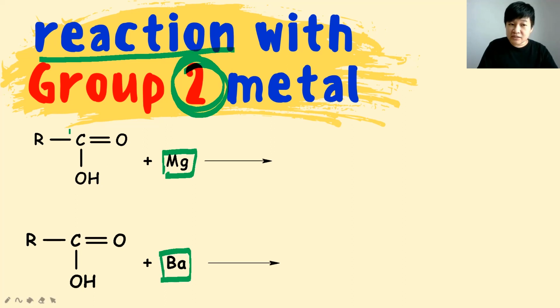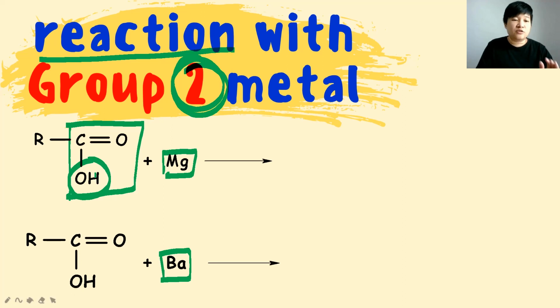It will be very similar to group 1. We will focus only on your carboxyl group. To be more exact, we will focus on the OH. And to be more specific, we will actually focus on the hydrogen that is attached to the O. And what happens is the hydrogen will be removed. But we know that over here, your hydrogen is only H+.